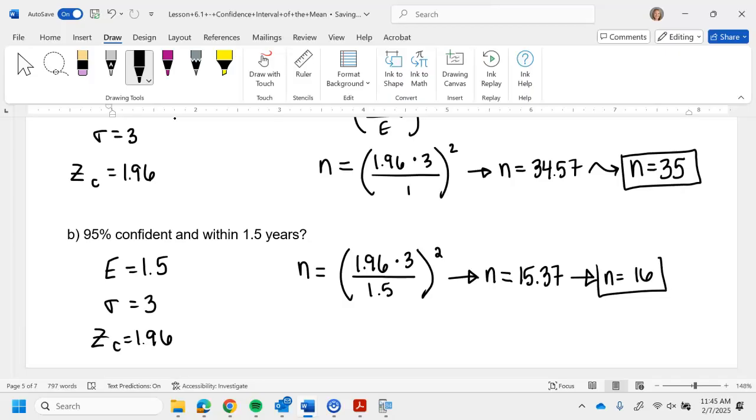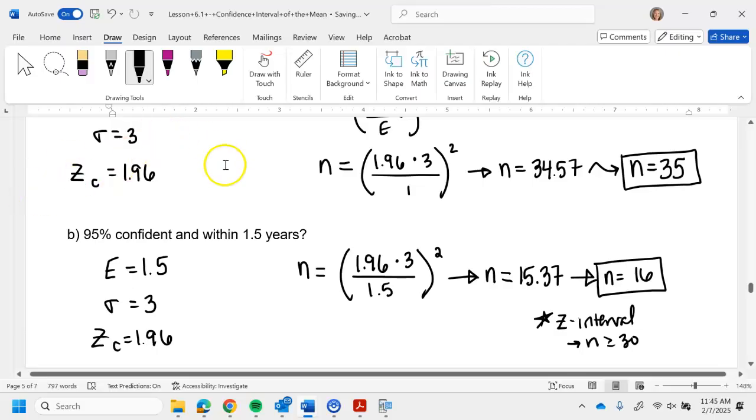Okay, now just as a reminder, if you want to be able to use the z-interval, your sample size has to be greater than or equal to 30. So we'll talk about what it means when you have a smaller sample like this. But for the context of this problem, you would just need a sample above 16. Okay, let's do a few more examples.